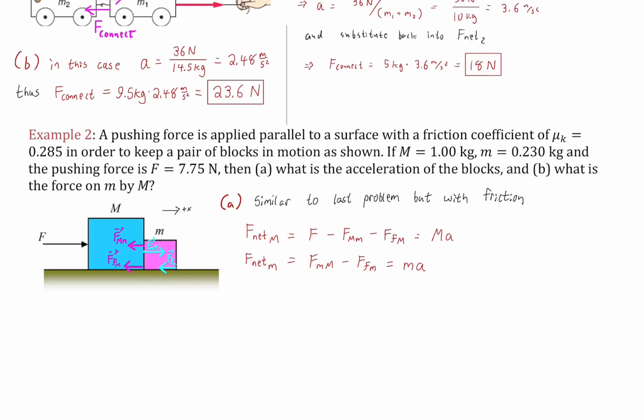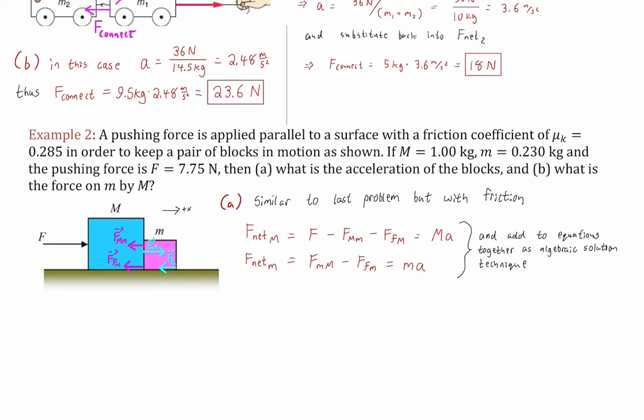Then we have F net little m, which in terms of forward forces just has F Mm, the reaction force between the blocks in the positive direction. That's this one here. And then it's got the friction force opposing it. That's that force. And then it would be little m a. They have the same acceleration because they have to accelerate together. They can't move independent of each other.